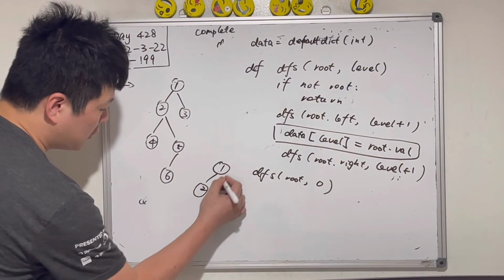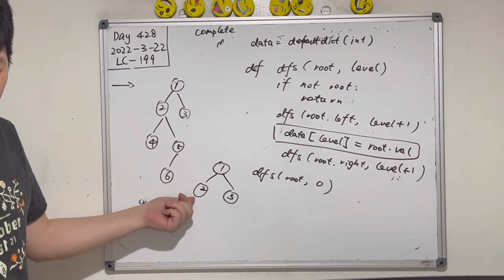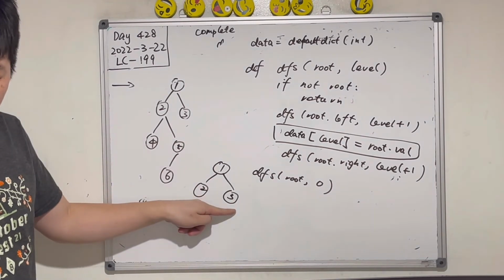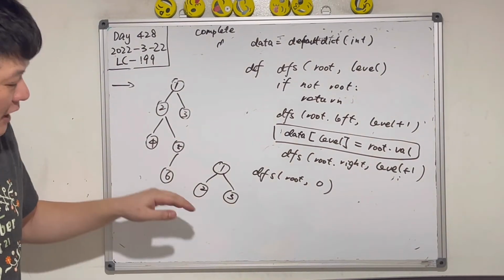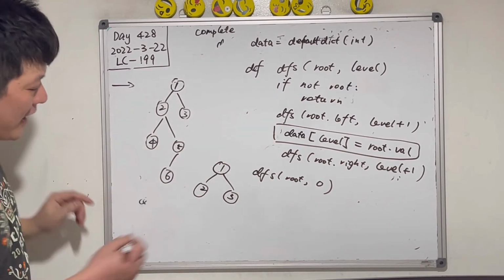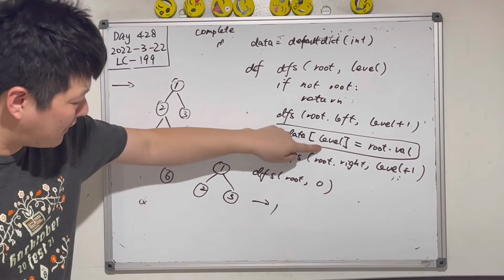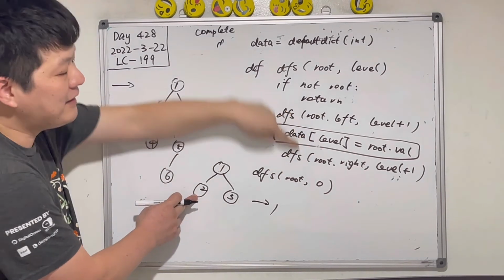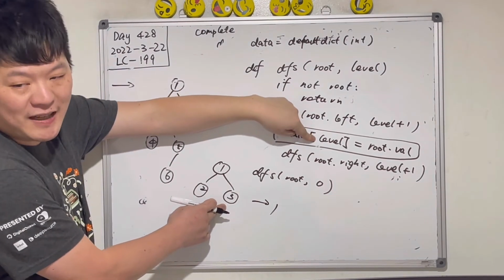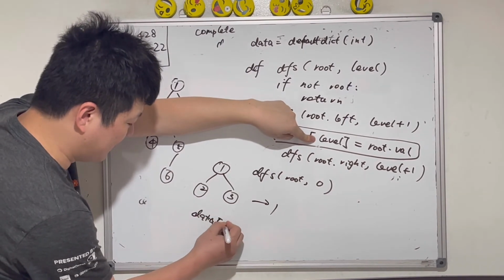1, 2, 3. Okay, so let's take this example. What happened? What's the sequence? 1, 2, 3. Right? Okay, so the order of visiting the nodes is 1, 2, 3. There are 2 nodes at level 1, right? So data level 1 equals 2, and then data level 1 equals 3. So what's the data number 1 here at this point?